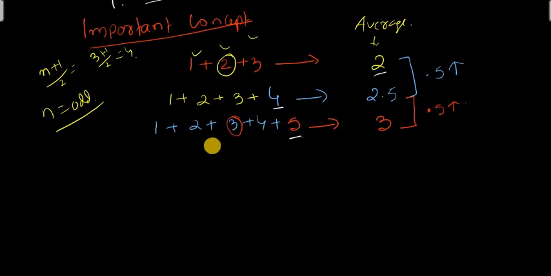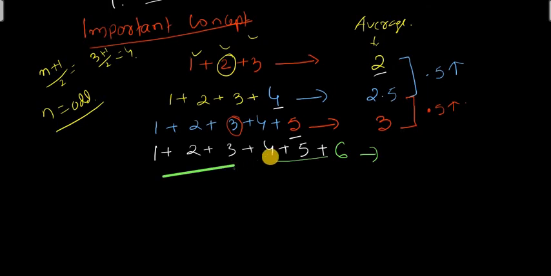Average 5, then cut: average 3. Cut: 1 plus 2 plus 3 plus 4. The next number will be 6. When 6 is added, the average changes. The average of 1, 2, 3, 4, 5 is 3, and with 6 added the average is 3.5. That means the average increased by 0.5 each time.